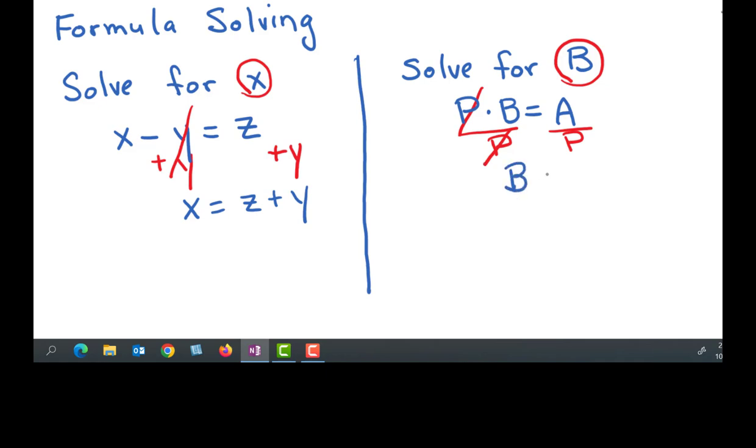So b is isolated. You're not going to be able to do anything here. It's still going to just look like a fraction. So b is equal to a divided by p. B is isolated, so that was your goal.